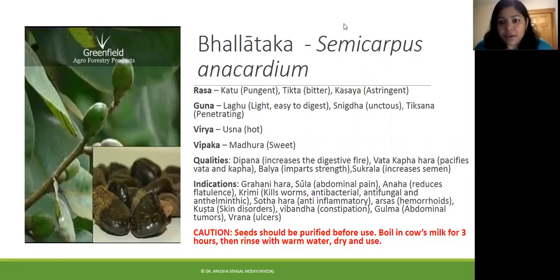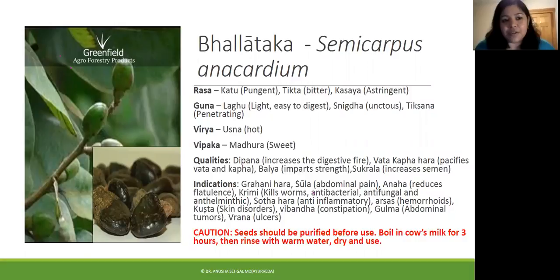Okay. Does this have a common name? The common name, usually you'll find it as semicarpus. I think it's also marking nut. I've seen it used as marking nut, but I'm not sure if that's the term that they use here. But I do know that this is available here. You can find bhalataka here.